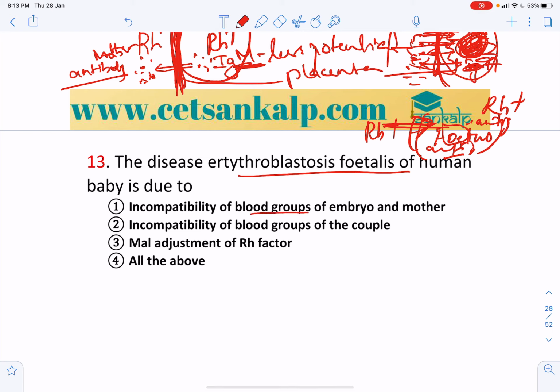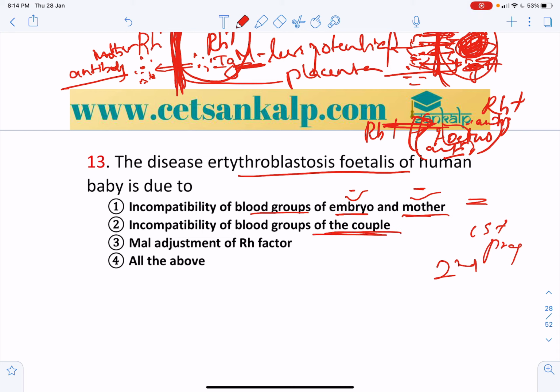incompatibility of blood groups of embryo and mother. Generally, if there is an incompatibility in the blood group of embryo and mother, it won't show. In the first pregnancy we can't see it, but in the second pregnancy by the same couple, we say it is incompatibility of blood groups of the couple.